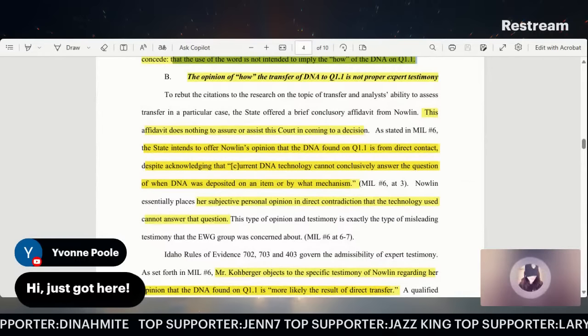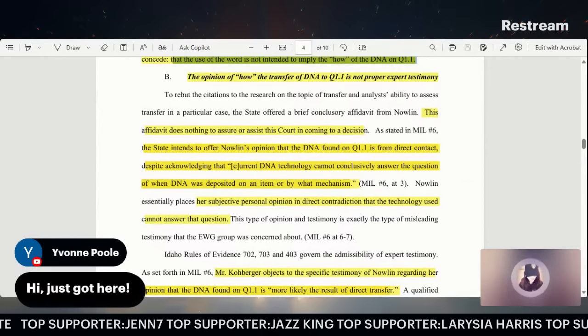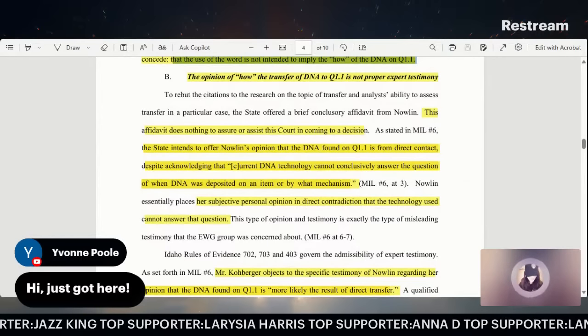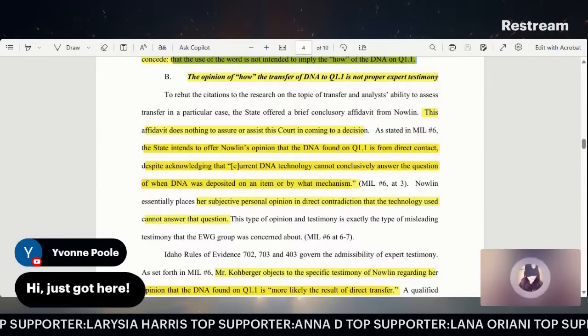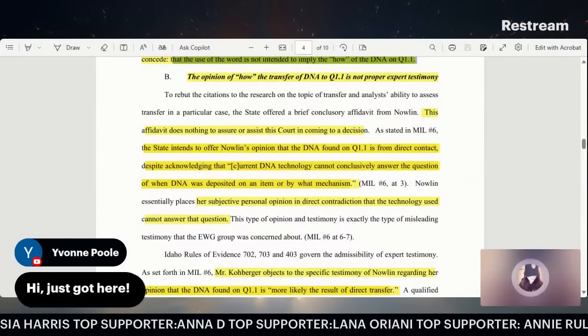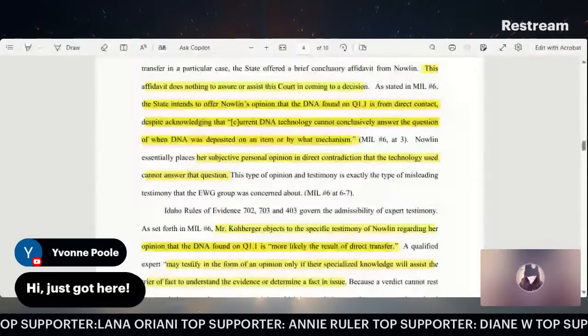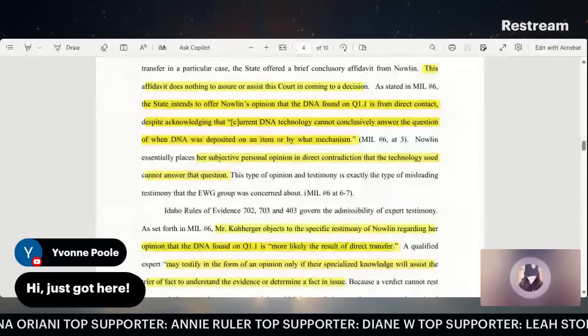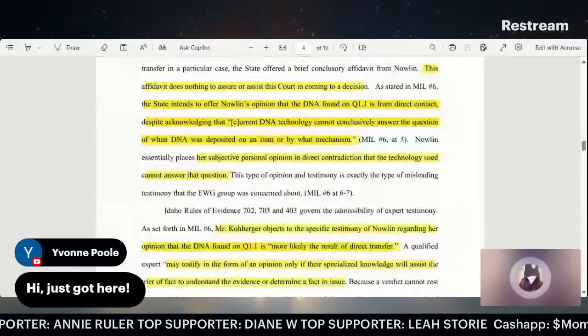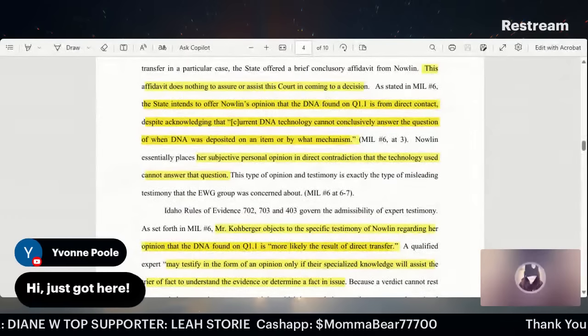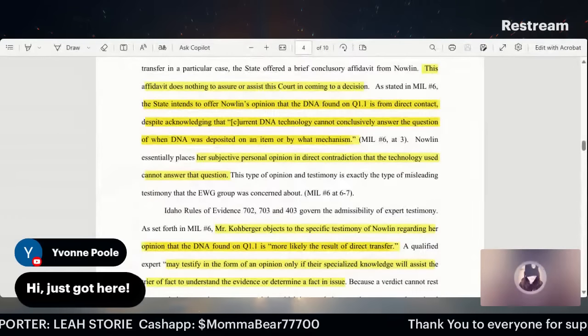To rebut the citations to the research on the topic of transfer and analysts' ability to assess transfer in a particular case, the state offered a brief conclusory affidavit from Nowlin. This affidavit does nothing to assure or assist this court in coming to a decision. As stated in motion in limine number 6, the state intends to offer Nowlin's opinion.